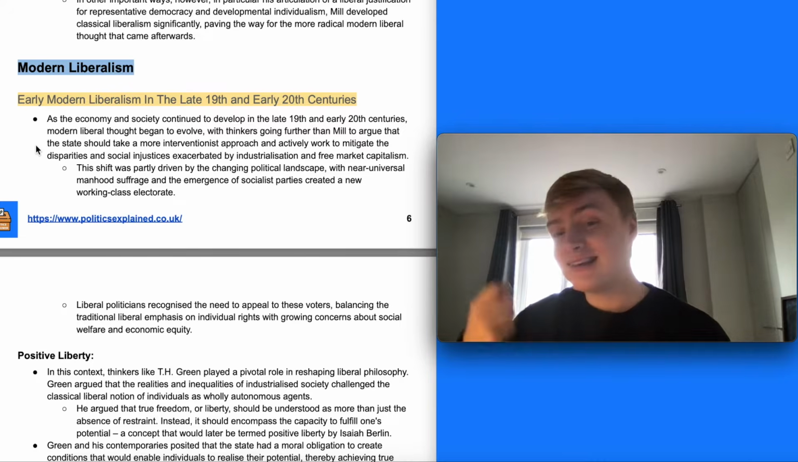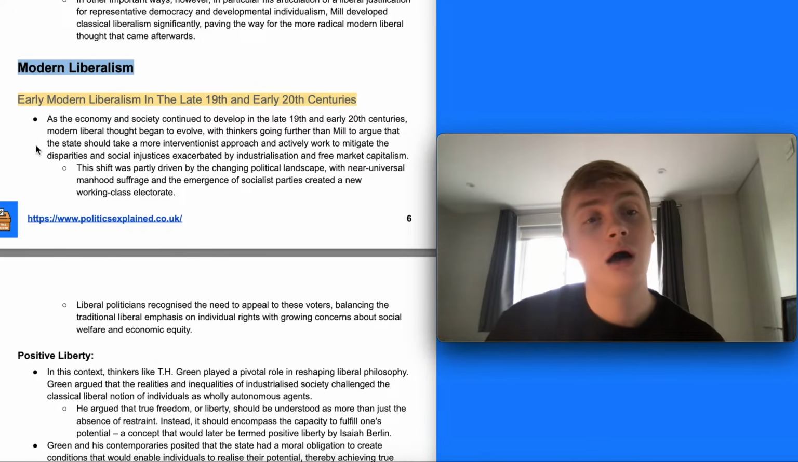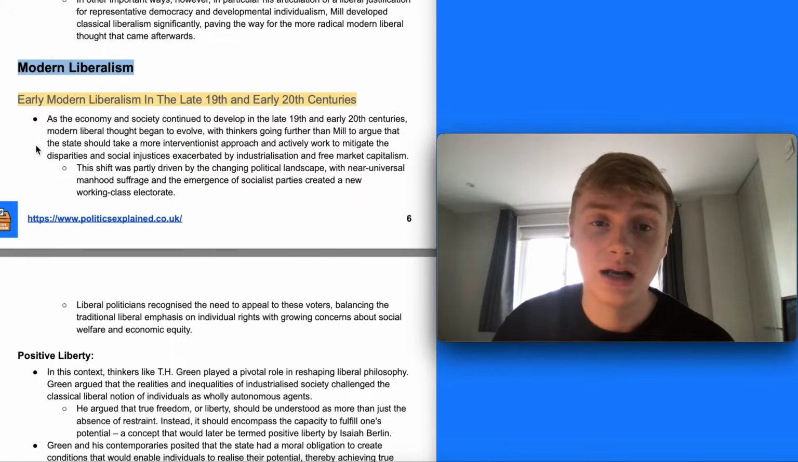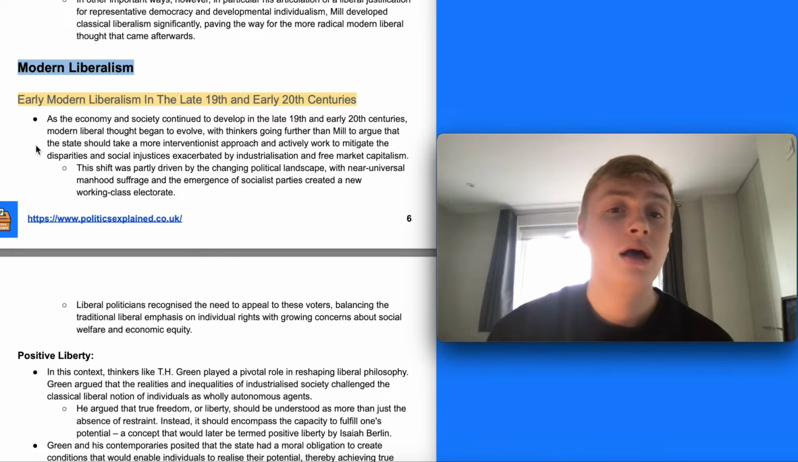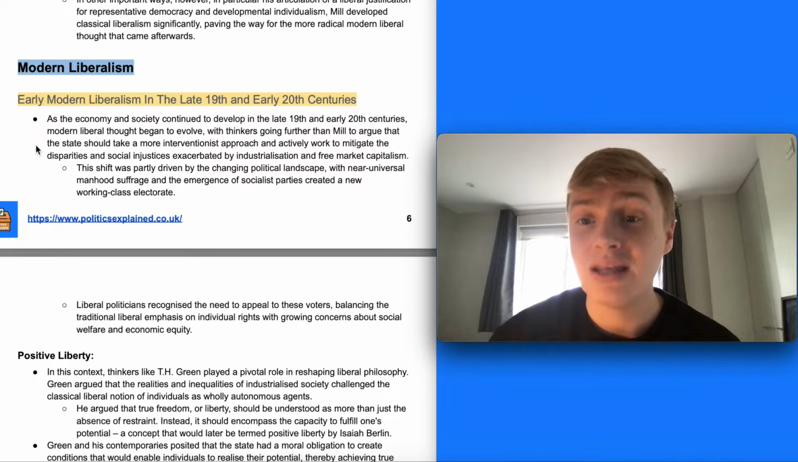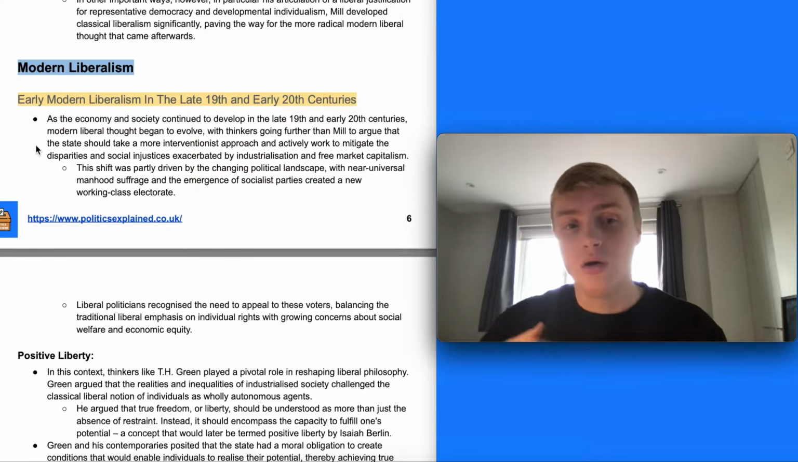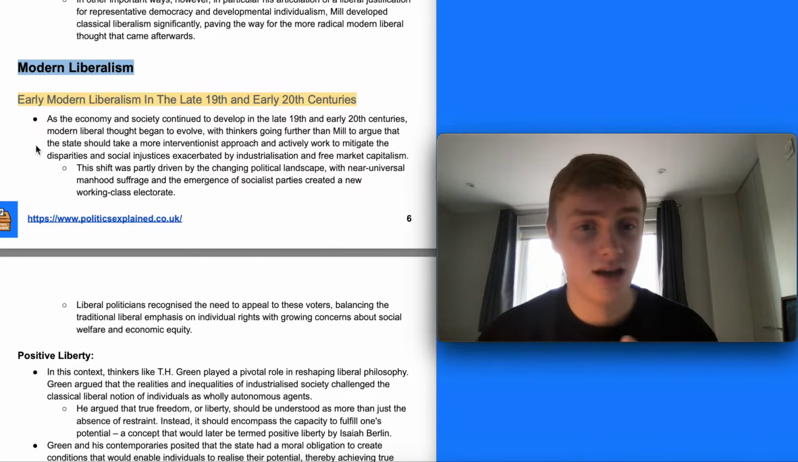So Mill begins to talk about democracy, and he begins to talk about developmental individualism, so the importance of the state providing education to help people evolve. But where modern liberals come in is they really believe in effectively using the state to help people be free within this new context in which there's a lot of injustice and inequality in society.